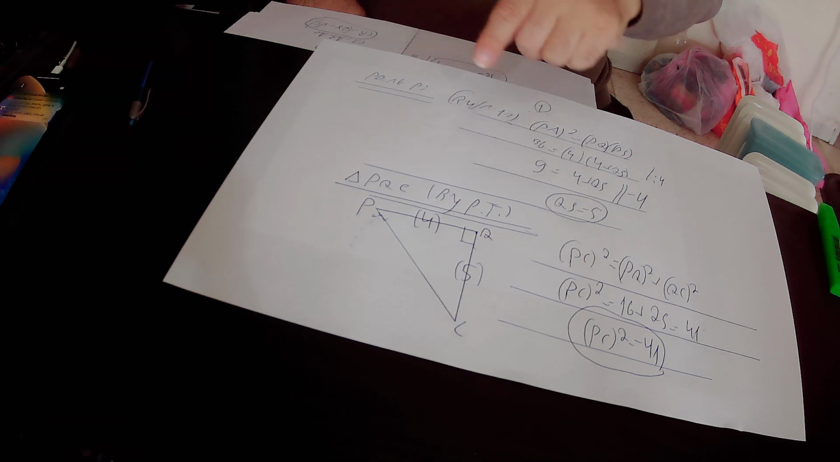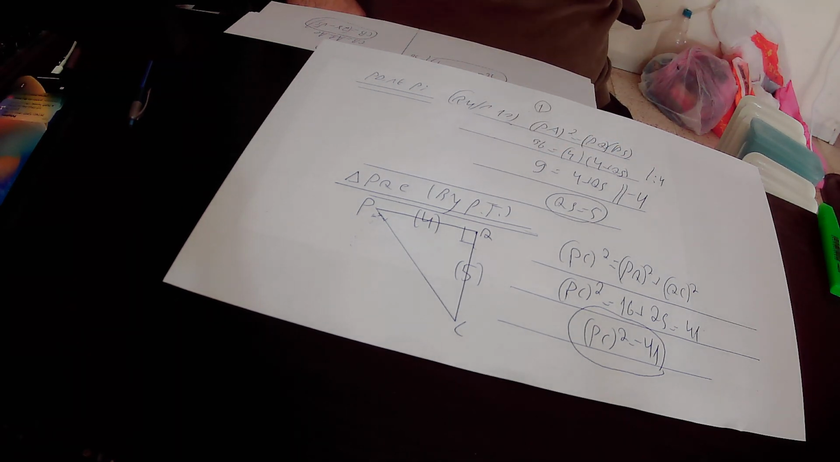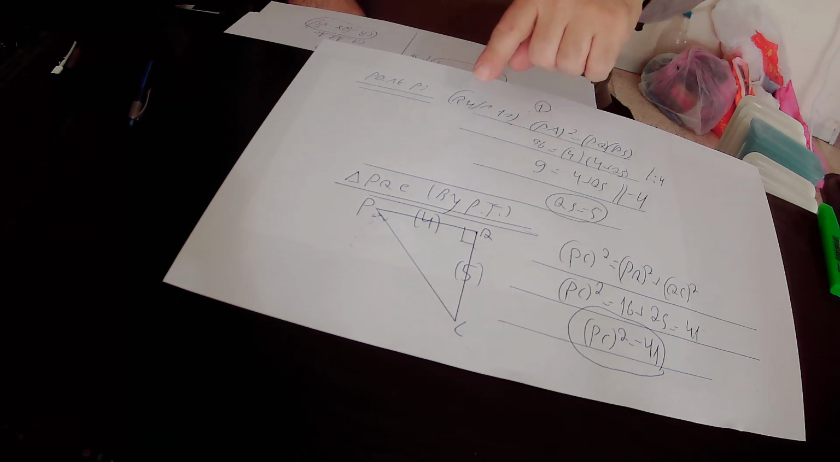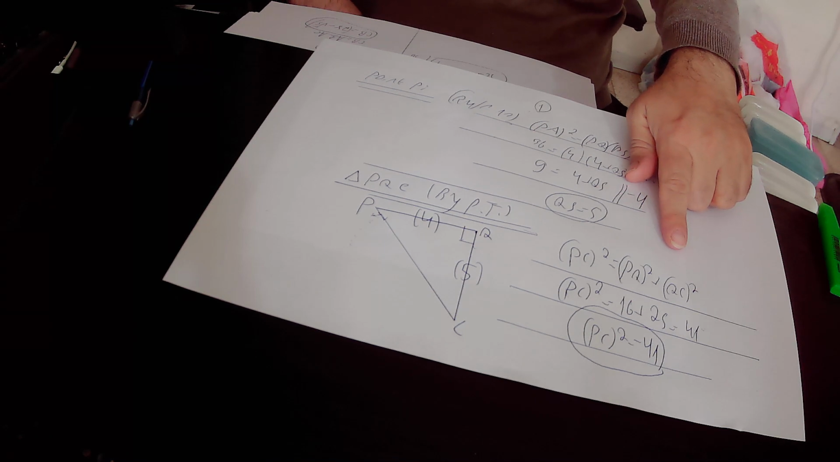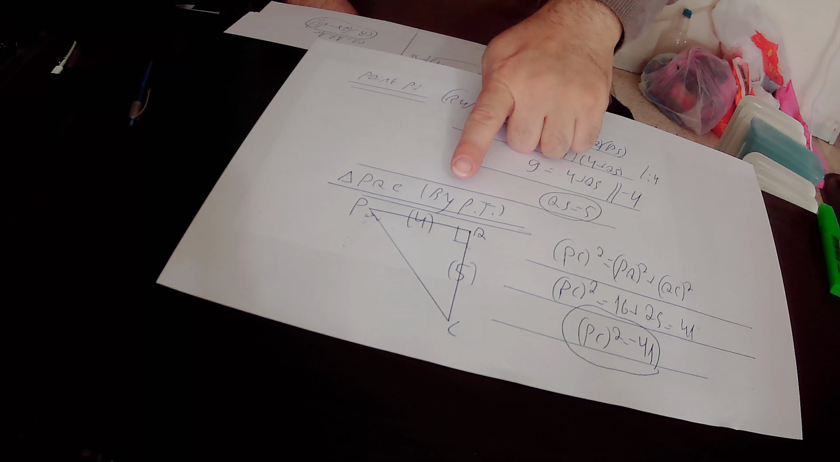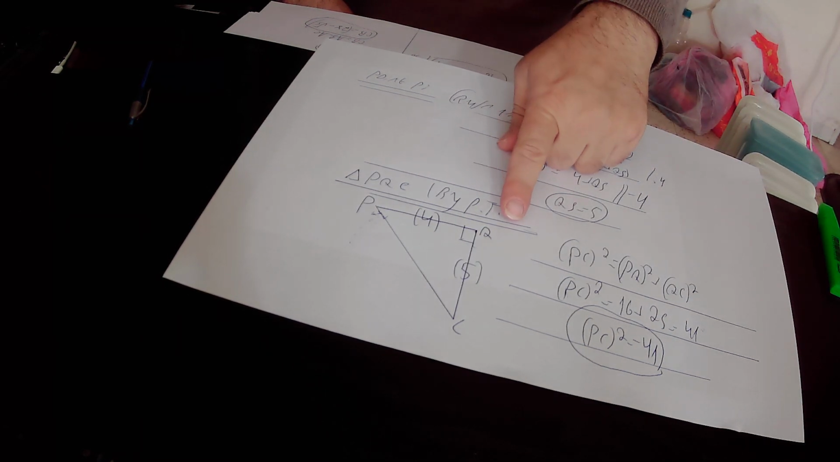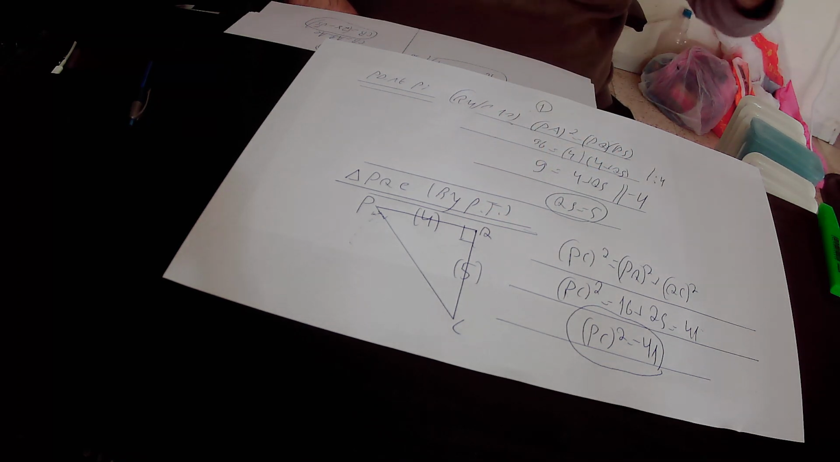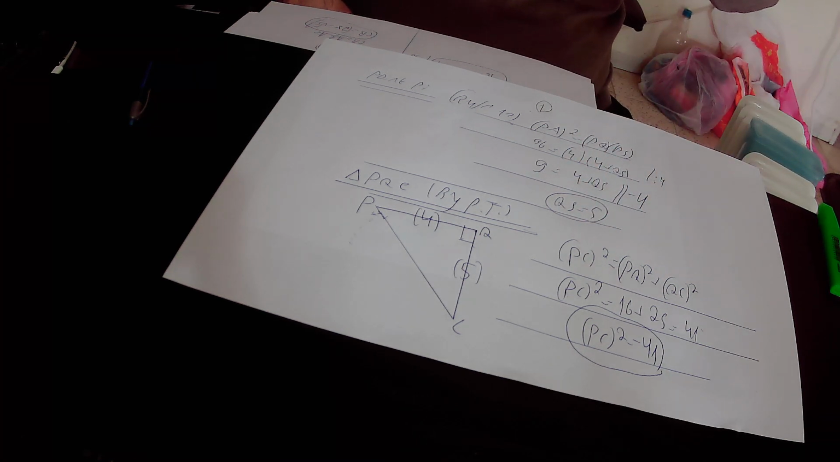So in this right triangle, here is the Pythagoras theorem. According to the Pythagoras theorem, in this right triangle PQC, PC square equals PQ square plus QC square. So PC square equals PQ square. PQ is 4, therefore PQ square is 4 square, that is 16, plus QC square. QC is 5, therefore QC square is 5 square, that is 25. So in total, PC square equals 16 plus 25, that is 41. Again, PC square equals 41.